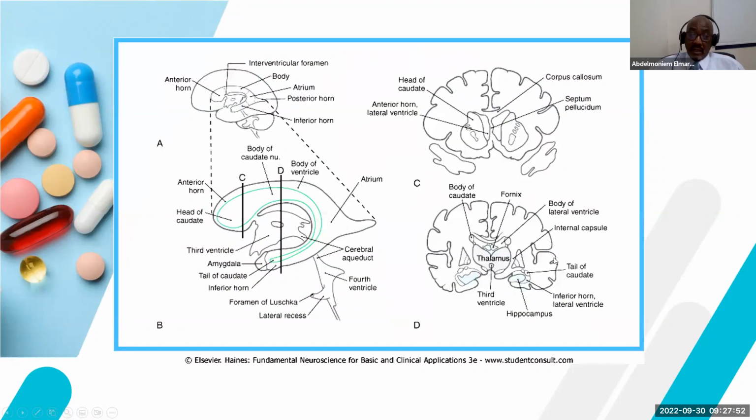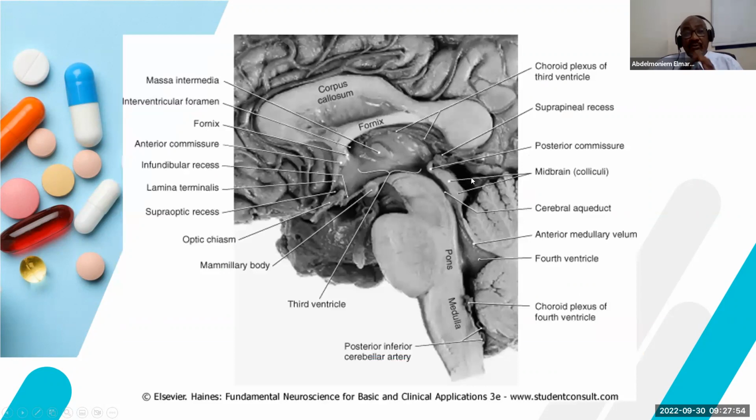Now, this is a very important section in which we can very clearly see the corpus callosum. Through this opening is the entrance into the lateral ventricle, and this is the septum pellucidum between the two lateral ventricles. So we have one lateral ventricle on the right, one lateral ventricle on the left. Between them is a septum pellucidum.